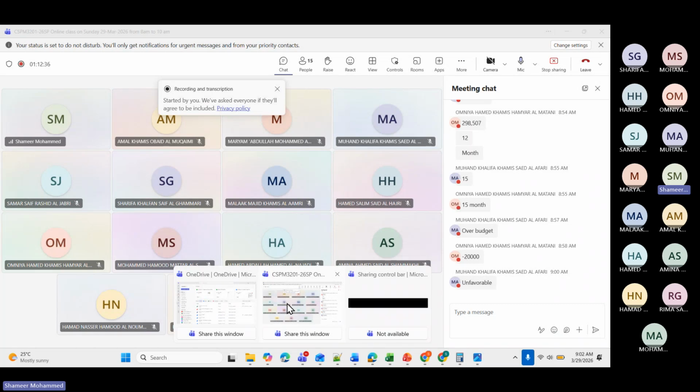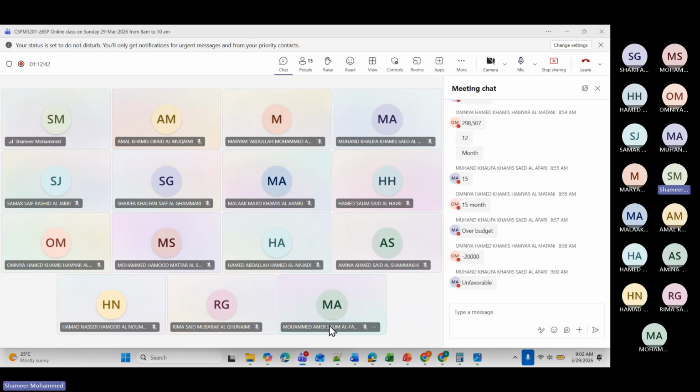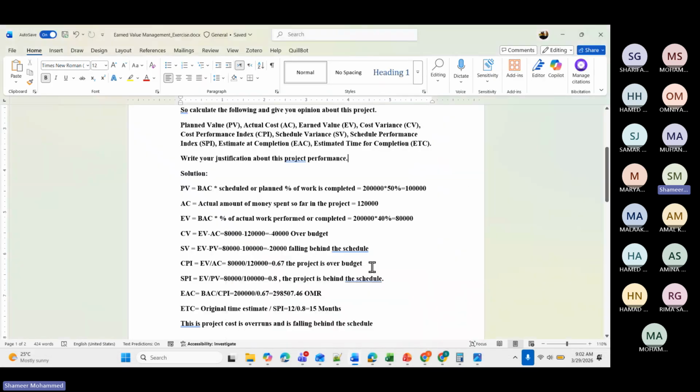Practically, also on the paper, you have to solve these problems. It is very, very clear. You have to do like these steps. You have to write the formulas first. If you don't write formulas, you will lose marks. First write the formula, then substitute the values, then find the answer.